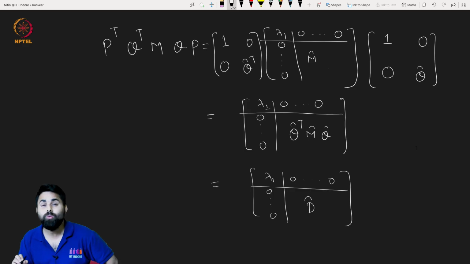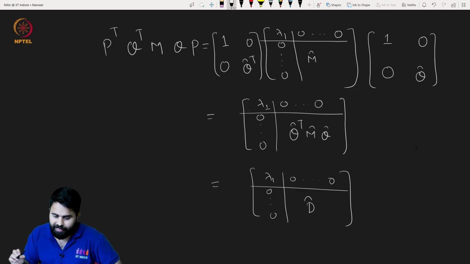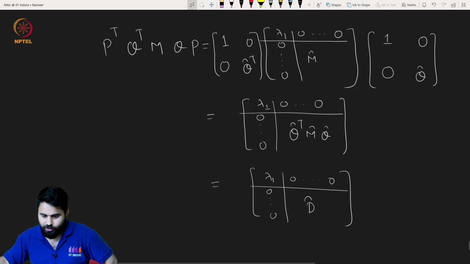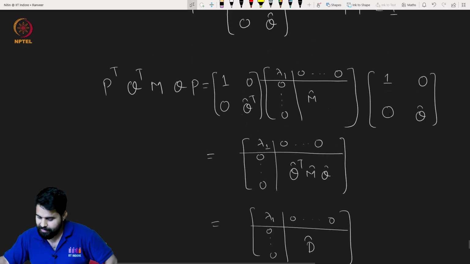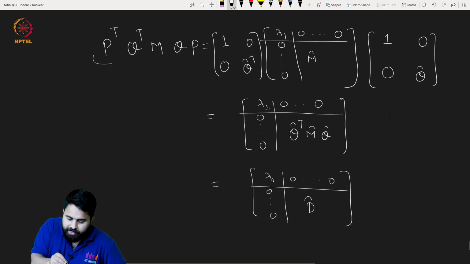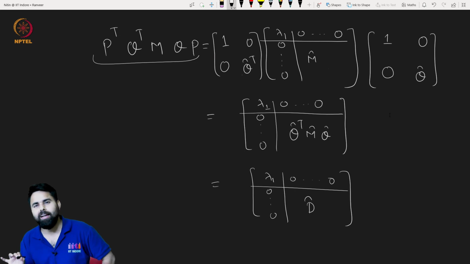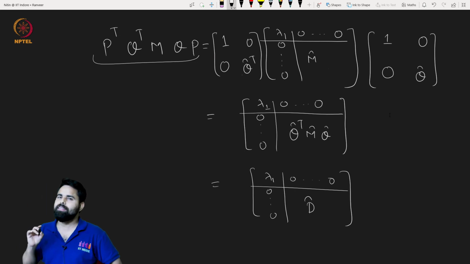Okay, this D is what? This is a diagonal matrix. So this operation is giving us our diagonal matrix. So one part is done.